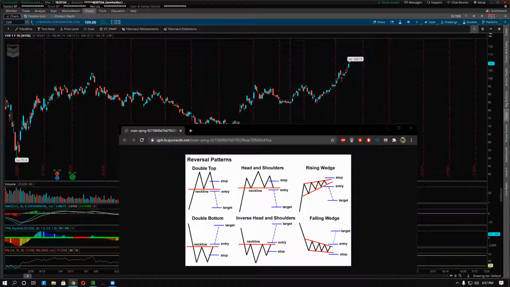So we went over double top, double bottom, head and shoulders, inverse. We saw a falling wedge. So now we're looking for a rising wedge. Okay. There's a rising wedge in, I think, Wix, WIX.